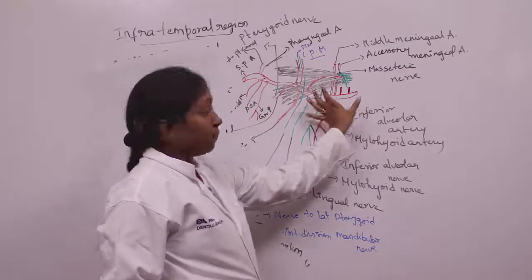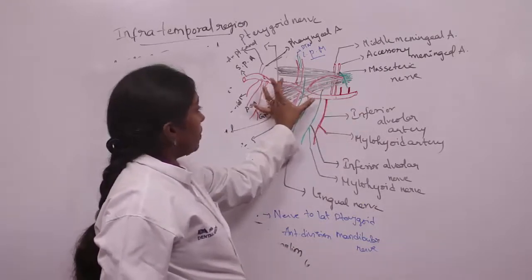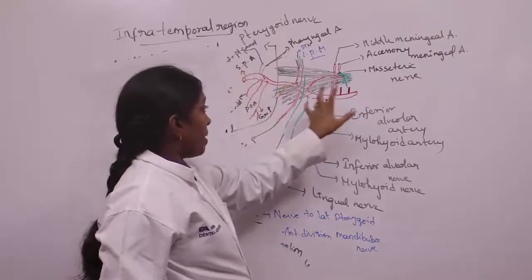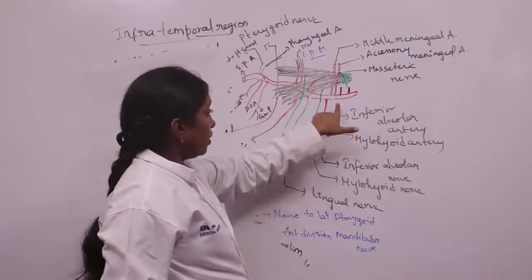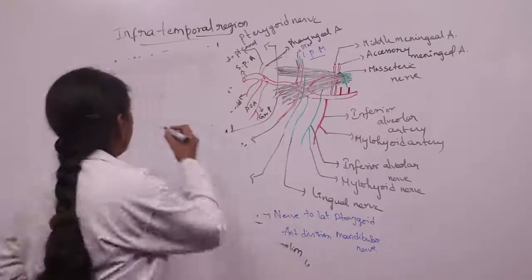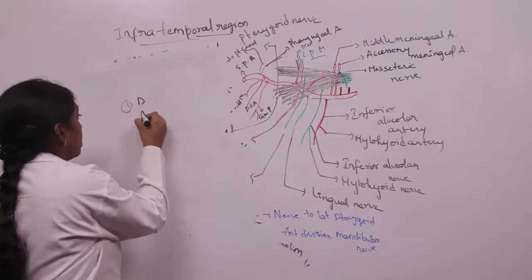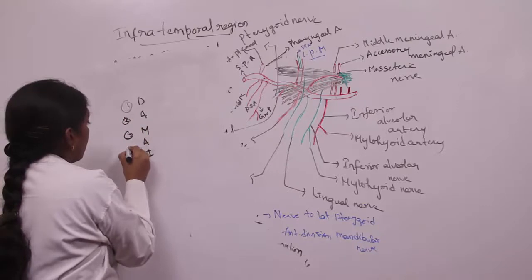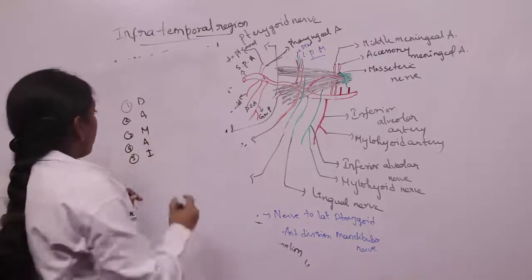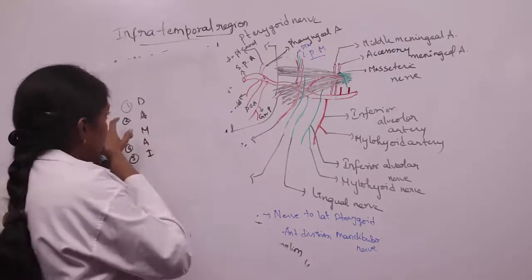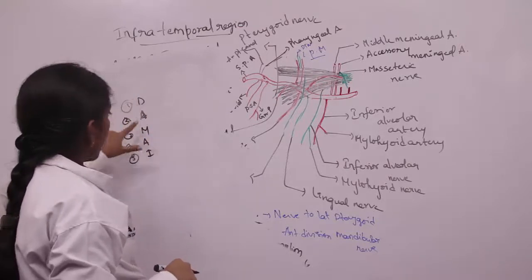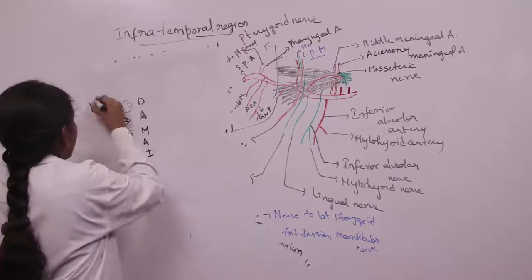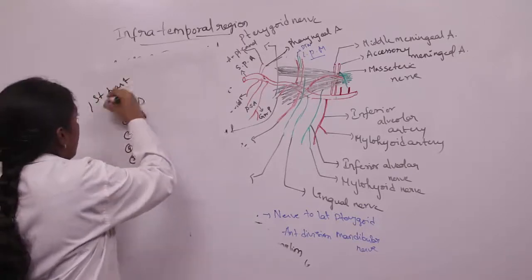This is the first part. The part which is above the lateral pterygoid muscle is the second part, and this is the third part. So coming to the first part of the maxillary artery, 5 branches come out, the mnemonic being DAMAI, damage.